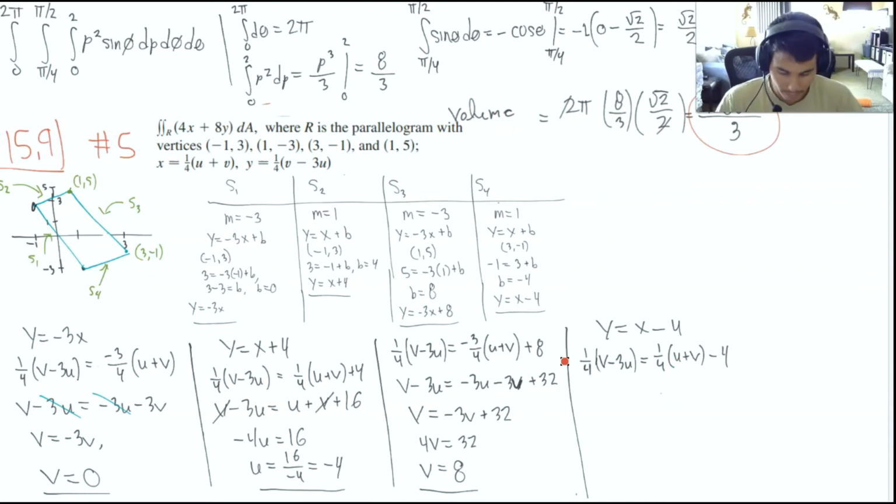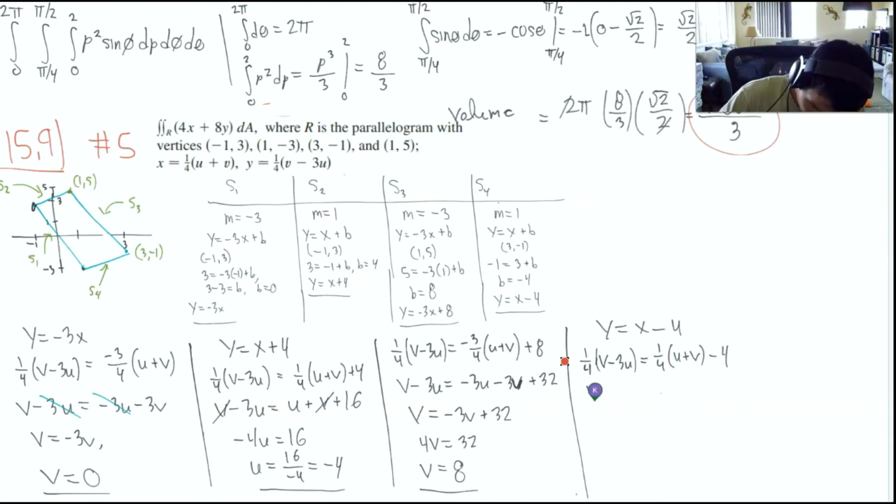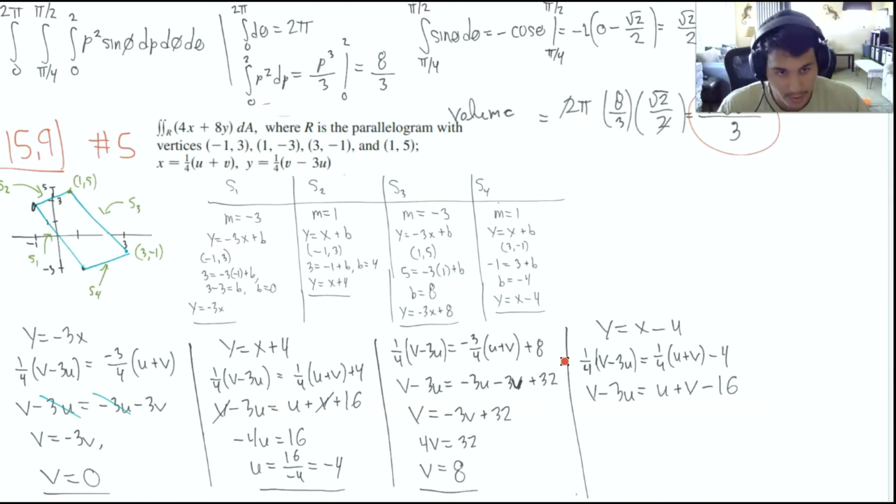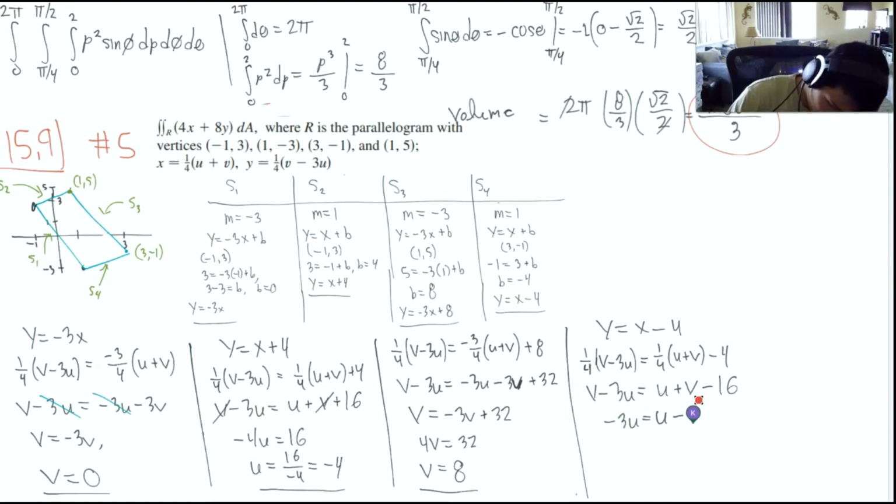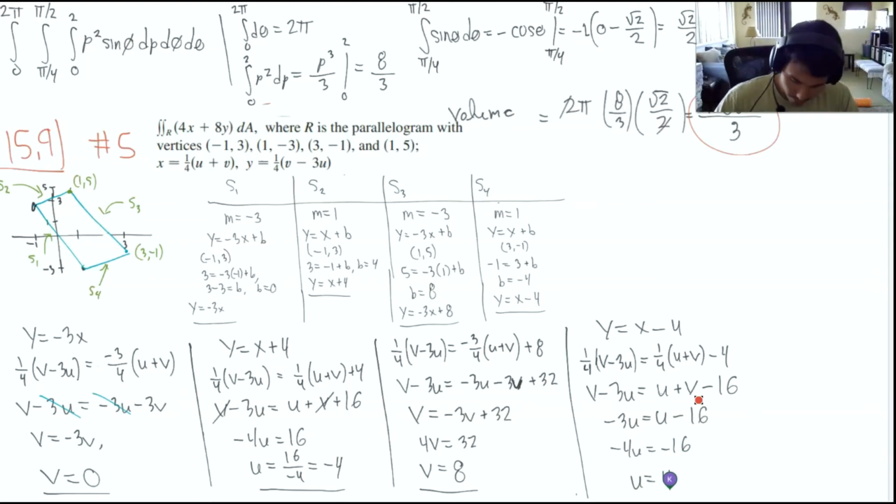1/4. Okay, so let's times everything by 4 again. v minus 3u, which is equal to u plus v minus 16. Don't forget to times these guys by 4. When you times everything by 4, they still need to be times by 4. We have v on both sides, so we get negative 3u is equal to u minus 16, so negative 4u is equal to negative 16. Thus, u has to equal 4.